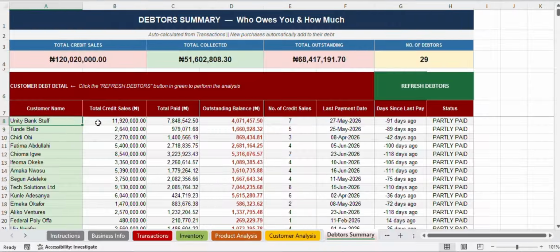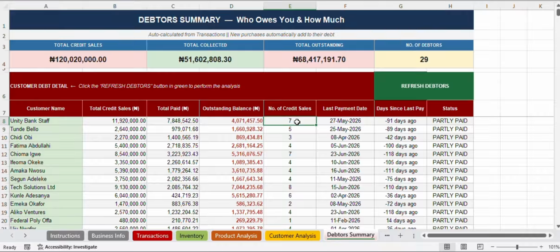We've sold 11.9 million worth of credit to this customer, and they've paid so far in terms of the credit, not the money they've paid totally. Sometimes they bought outright and paid outright. Sometimes these are the ones on credit that they have made payments on. So this is their total credit so far, and this is the total money they have paid. This is their current outstanding balance. This is the number of sales that we made to them on credit, that's 7.